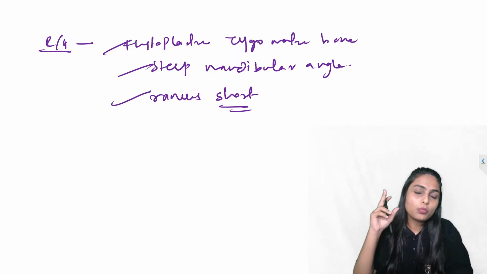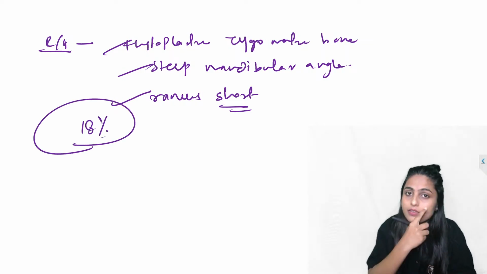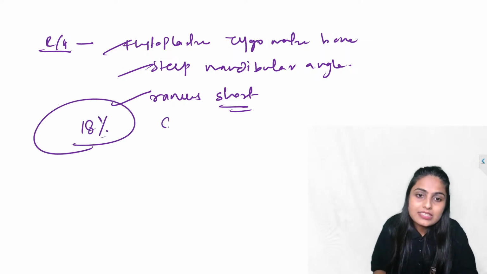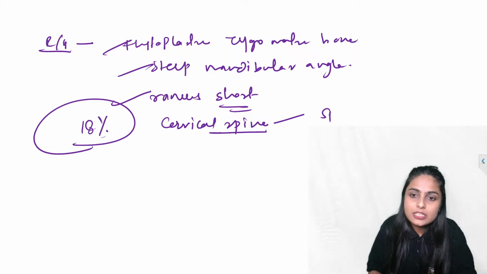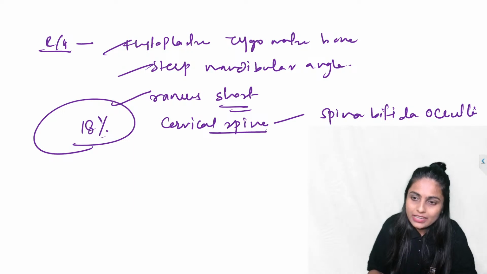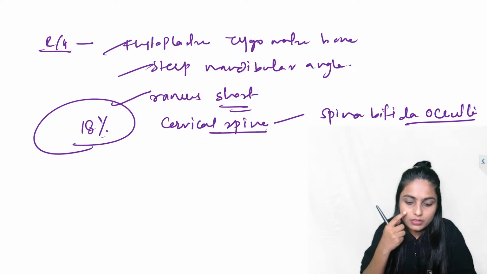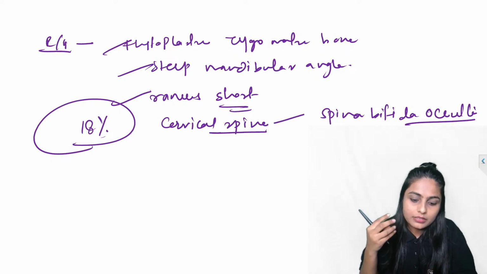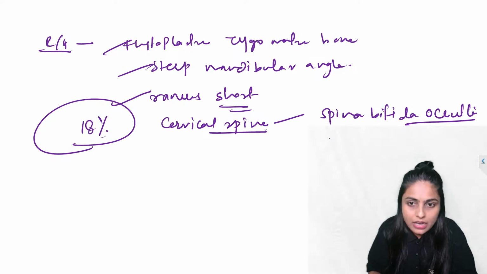Now, there is one important feature that is seen in 18% of cases of Treacher Collins syndrome, which is that the cervical spine is affected. What are the features? Spina bifida occulta. Spina bifida occulta is the failure of development of the neural tube.